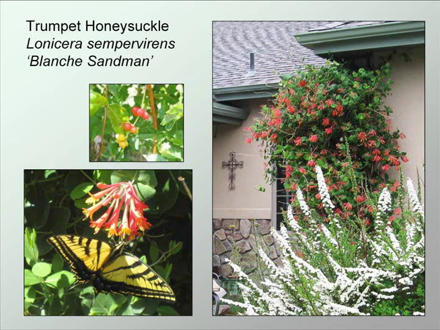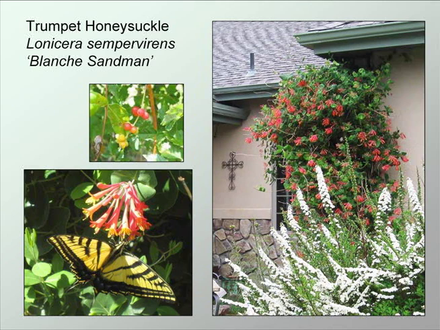The trumpet honeysuckle is another favorite of butterflies and hummingbirds, and it also makes a berry that holds through the winter that the birds will come and eat off of all winter long. There's many varieties of the sempervirens. This one is Blanche Sandman. Some are fragrant, some are more orange and red, but this is a great vine. It needs a trellis. That's how it grows, by vining stems, so it needs something to support it as it grows.